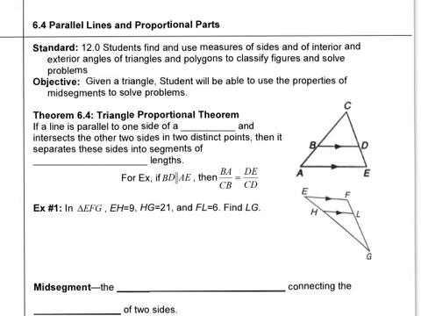Alright, 6.4, parallel lines and proportional parts. Objective: given a triangle, students will be able to use the properties of midsegments to solve problems. So let's get into it.